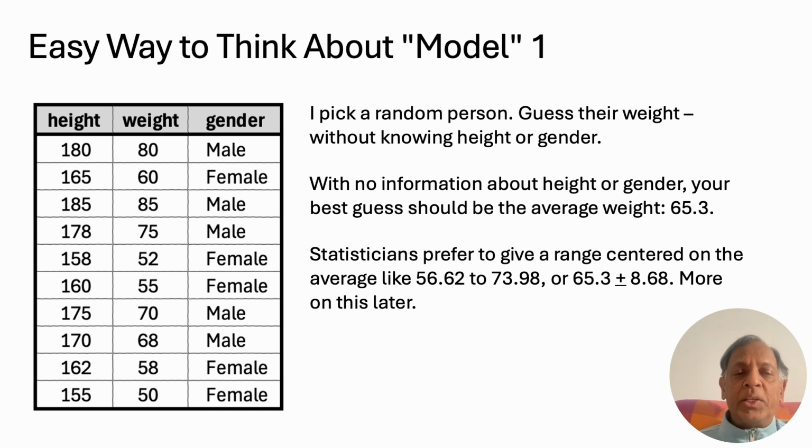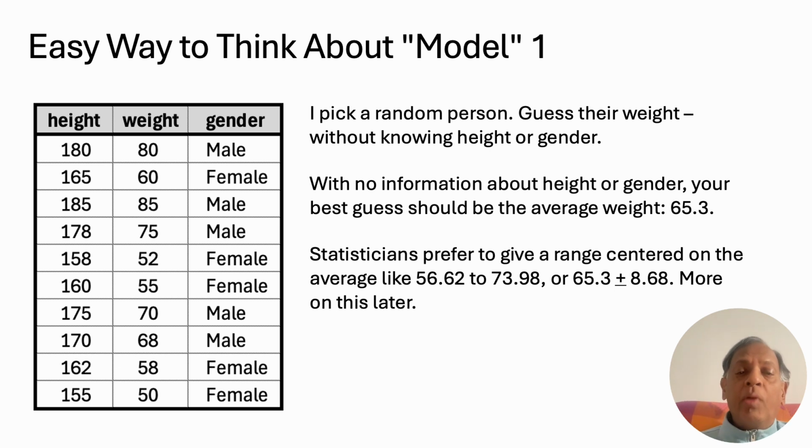But the reason why statisticians give a range, again, is something we have discussed earlier. After all, we only have a sample right here. Okay, if we repeated the experiment with a different sample, then you're going to get a slightly different number than 65.3. You're going to get a different average if you repeated the experiment with a different sample.